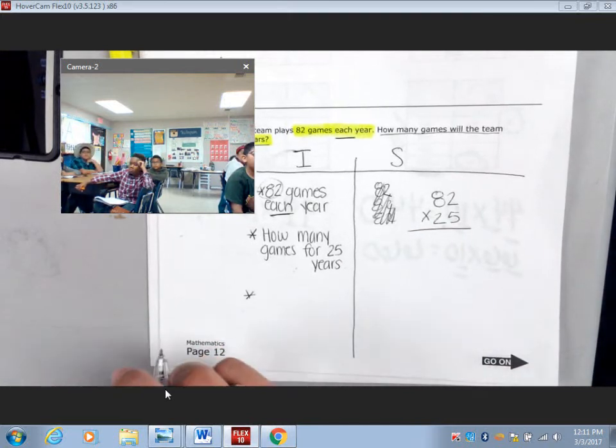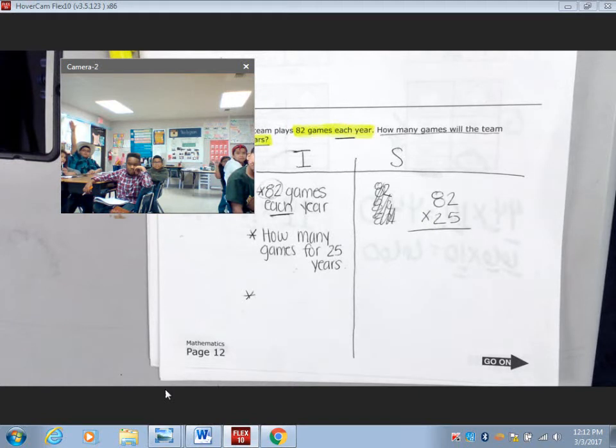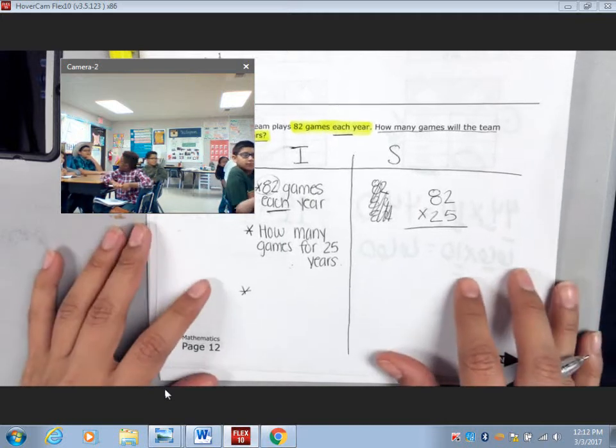Let's vote as a class what strategy are we going to use? Are we going to use the array model? Are we going to use lattice? Or are we going to use the standard algorithm, the regular way, the dinosaur one? Raise your hand if you want the array model, the window. Okay, that's everyone almost except 2 people. So we're going to go ahead and do the window.